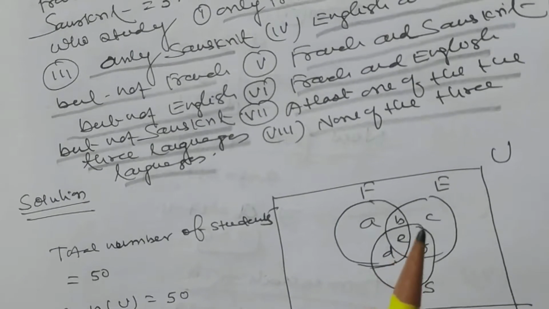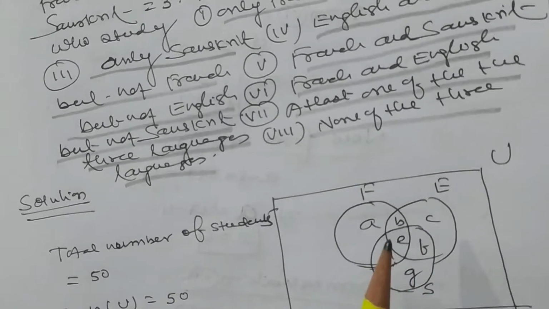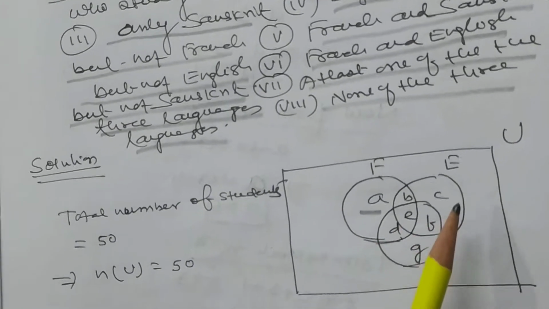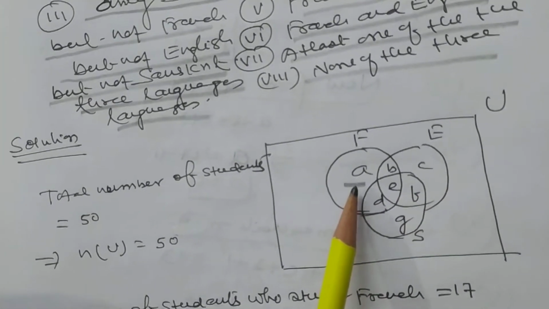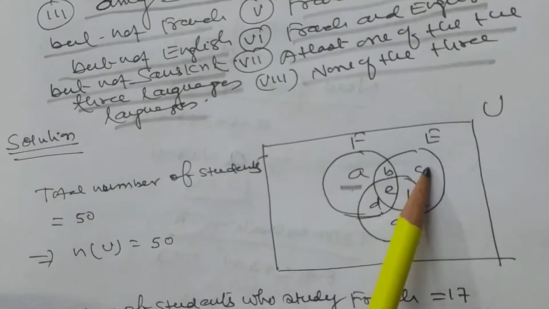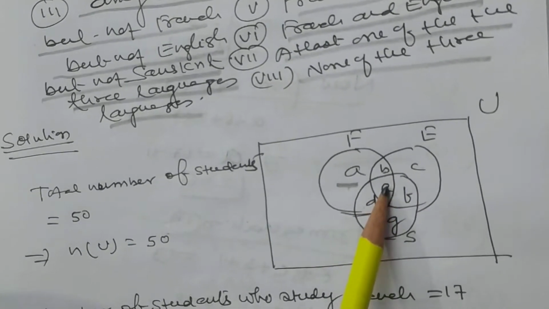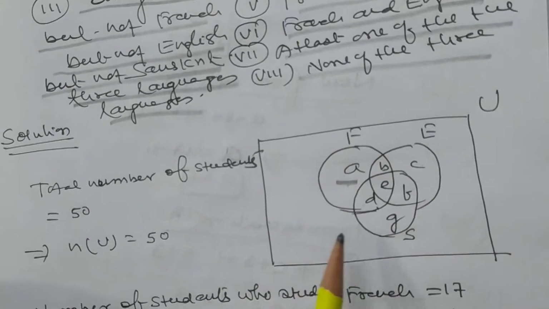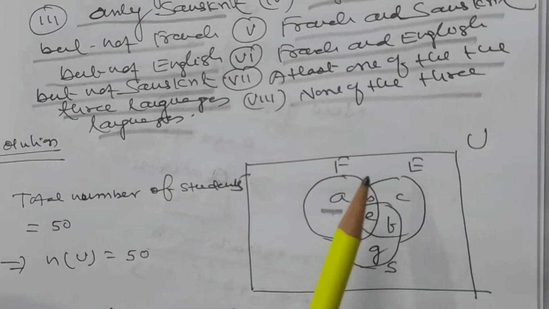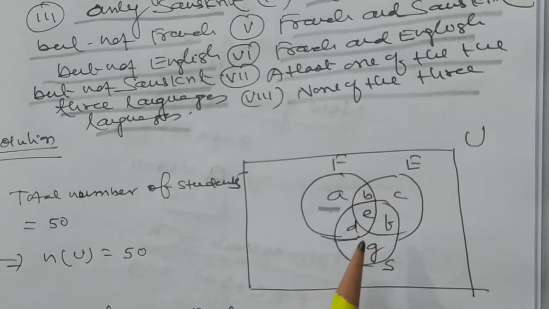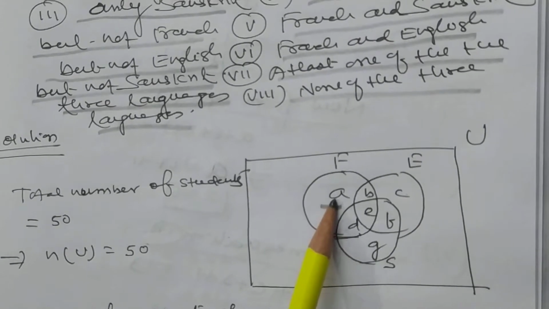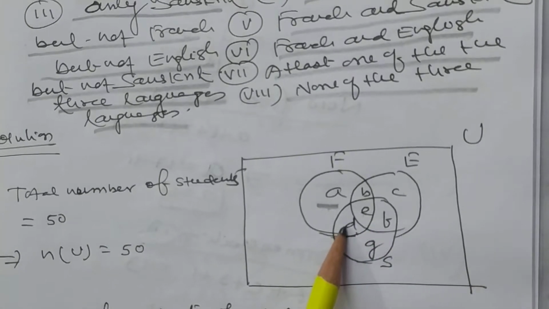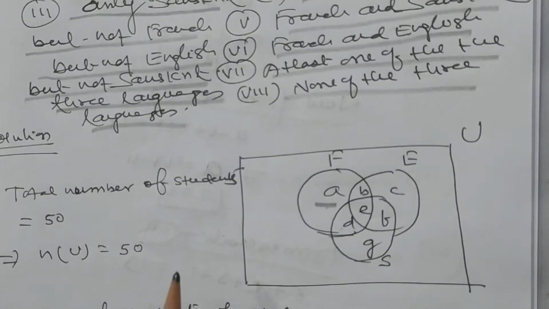Now, we first list the name of each segment: A, B, C, D, E, F, G. So this figure is divided into 1, 2, 3, 4, 5, 6, 7 segments.